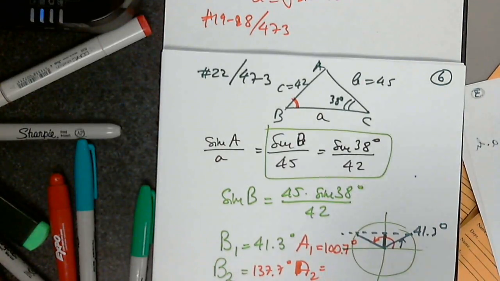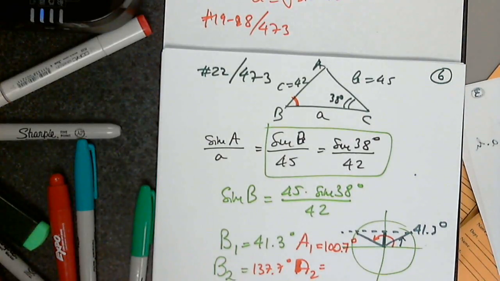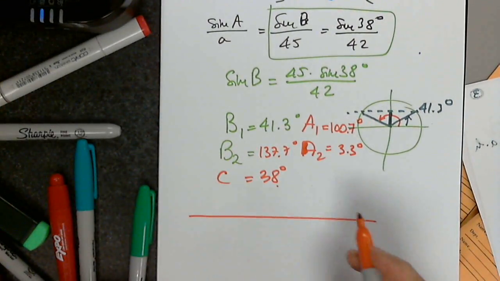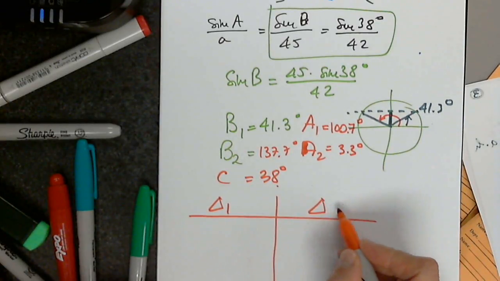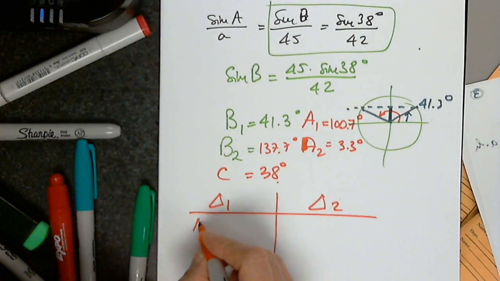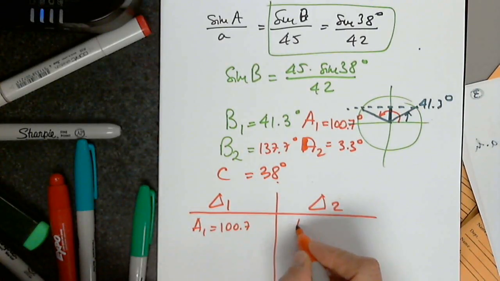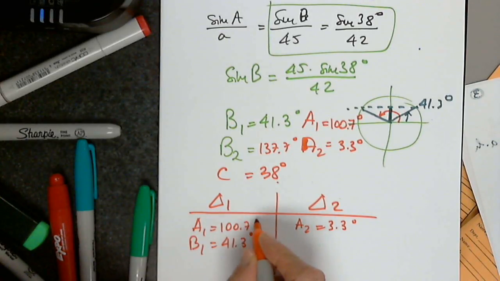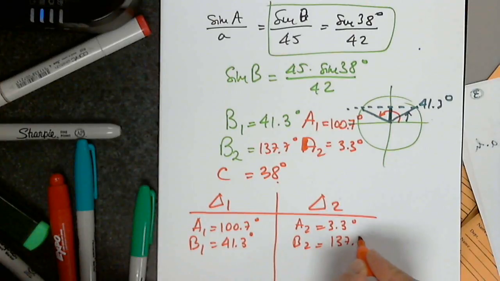100.7 degrees. So now from 180, please subtract 38 and subtract 137.7. So A2 is 3.3 degrees. Therefore, we do have a situation with two triangles. Triangle number 1, triangle number 2. A1, 100.7. A2, 3.3. B1, 41.3. B2, 137.7.